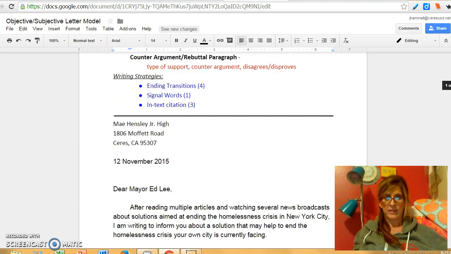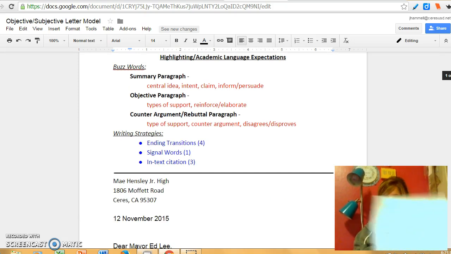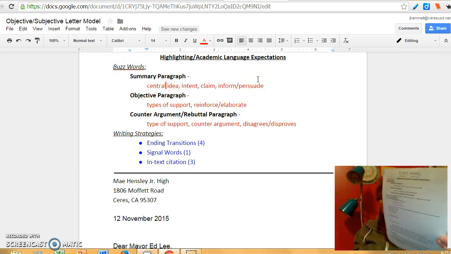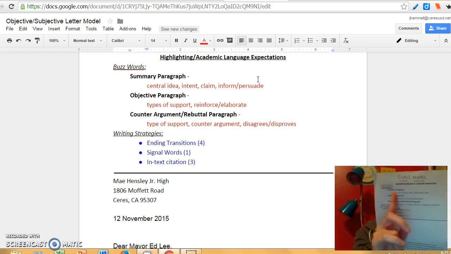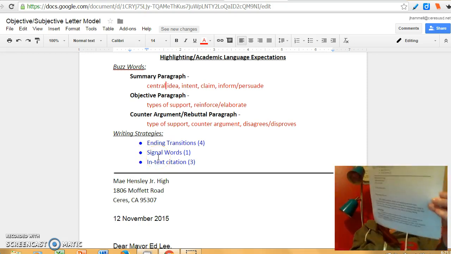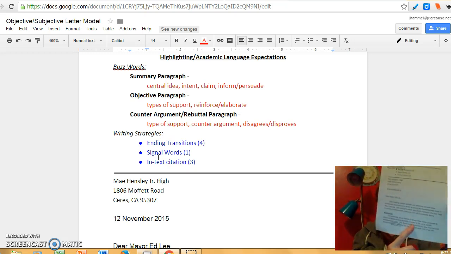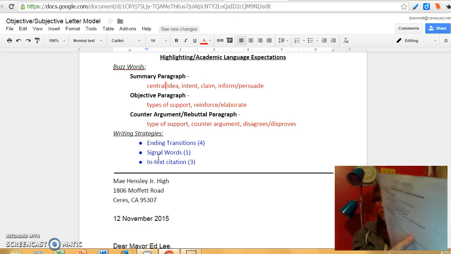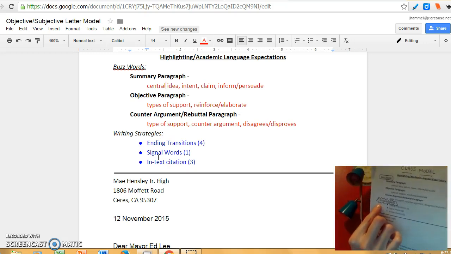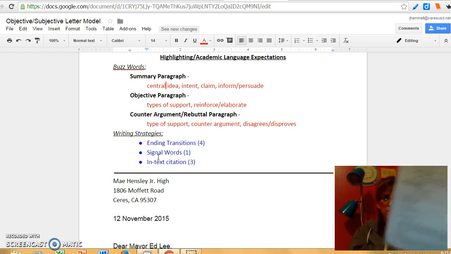The only difference between the digital copy and the copy on your desk is that on the digital copy you'll see that the buzzwords are in red, and on your copy on your desk all of the buzzwords are in a box. And all of the writing strategies, transitions, signal words, in-text citations, on this digital copy they're in blue, but on your hard copy on your desk, the writing strategies are indicated by an explosion bubble, or a firework bubble is what we'll call that.